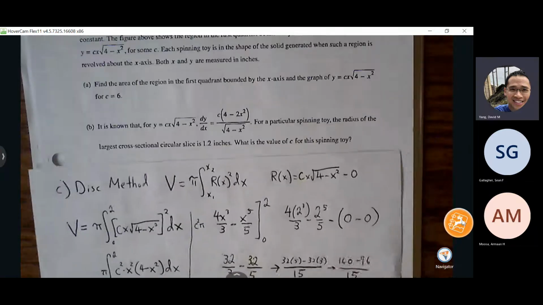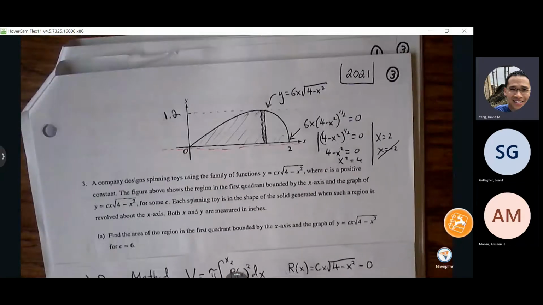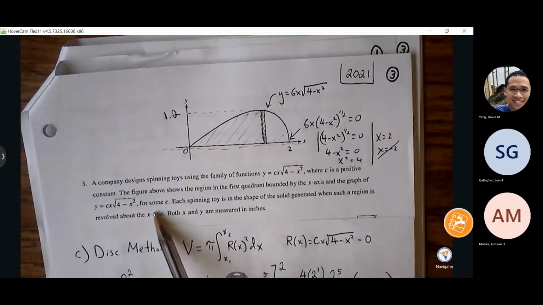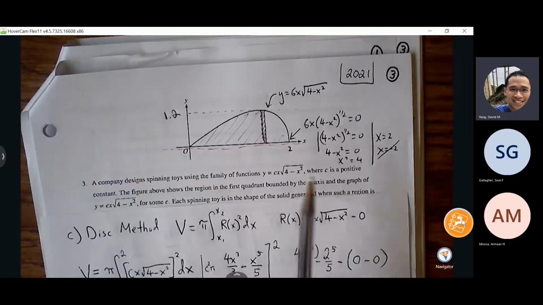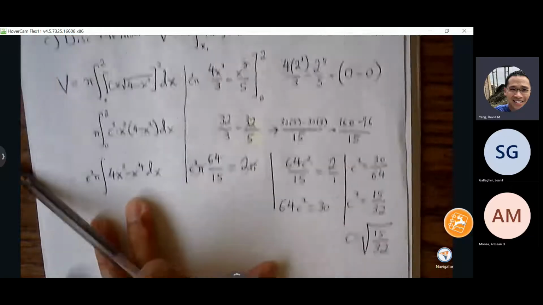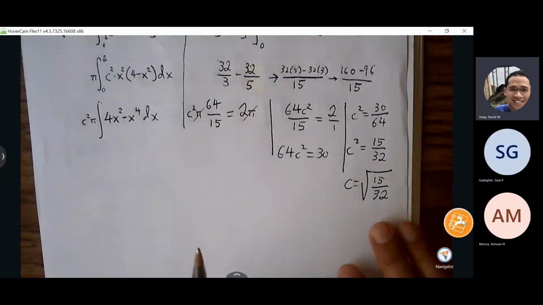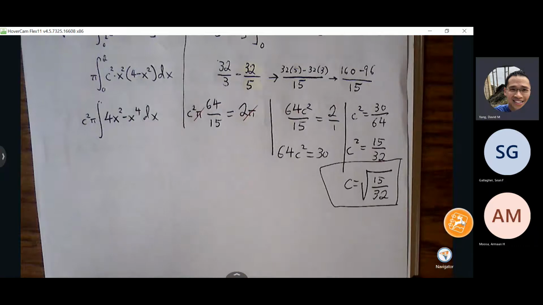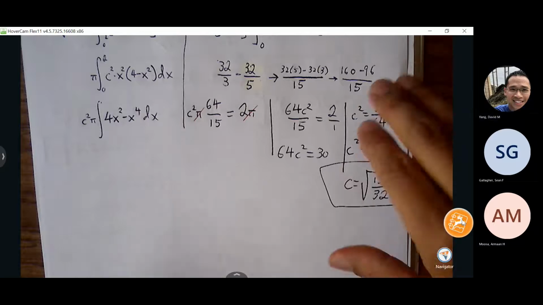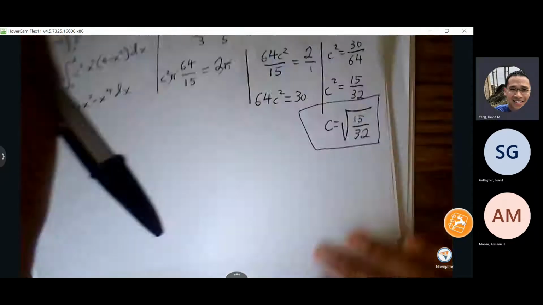They tell us that C is a positive constant. Yeah, C is a positive constant. So because of that, choosing between plus or minus, we're always going to choose the positive one. All right. Questions there?